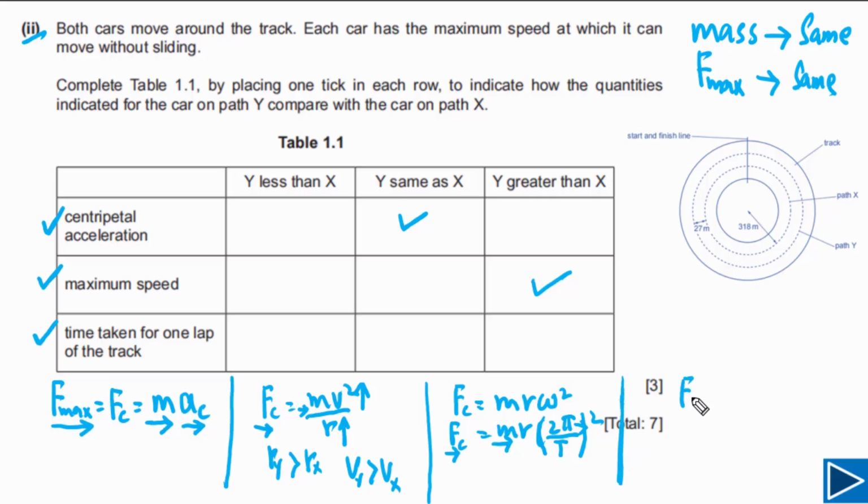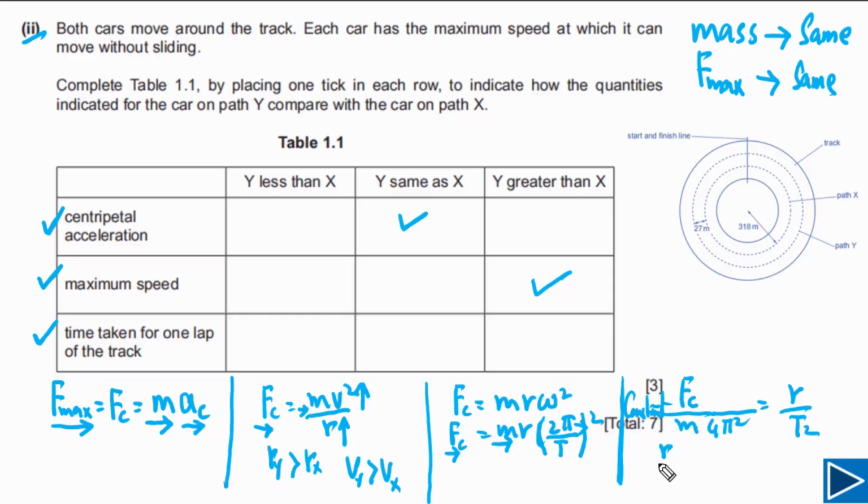Fc is constant, so we can write it down here. M is constant, so we can divide by M here. And 4 pi squared, we can also divide this one by 4 pi squared. So all these quantities are constant. So simply we are left with R over T squared. So these quantities are constant, we can write down.